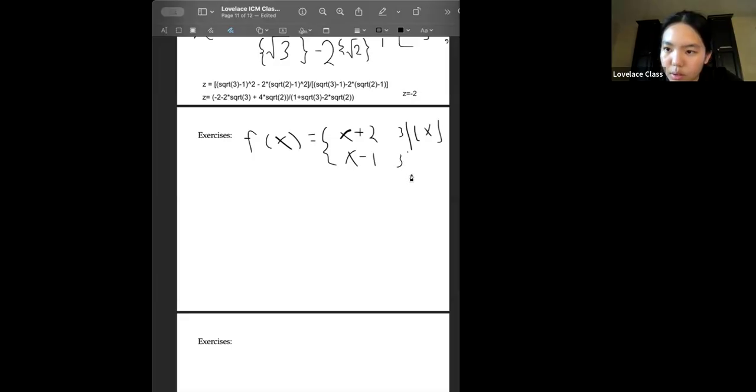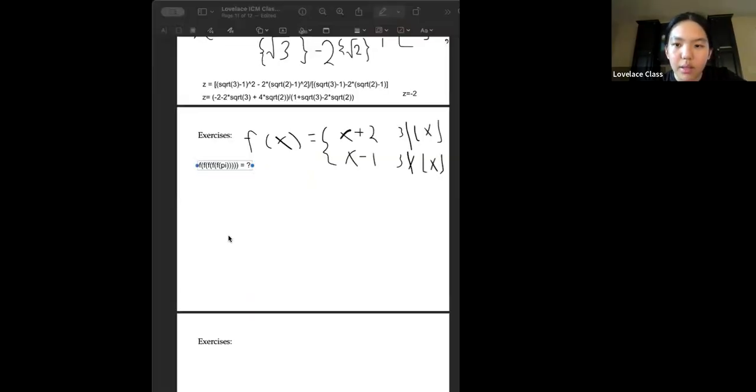otherwise. So 3 does not divide floor of x. All right, so as usual, floor of x is the greatest integer function. So compute f of f of f of f of f of pi. I am not going to write that out. So f of f, 1, 2, 3, 4, 5. So what is this? Again, feel free to pause this video and think about it for a bit.